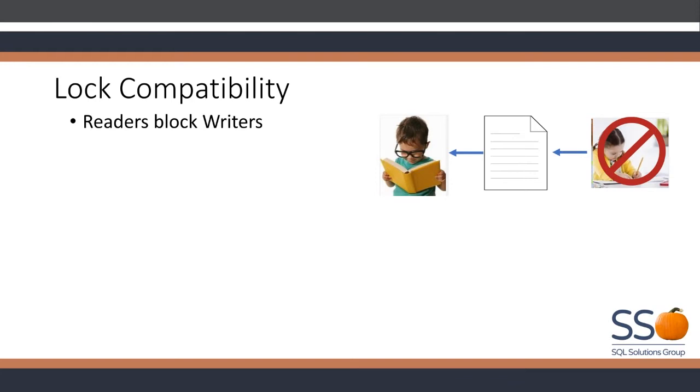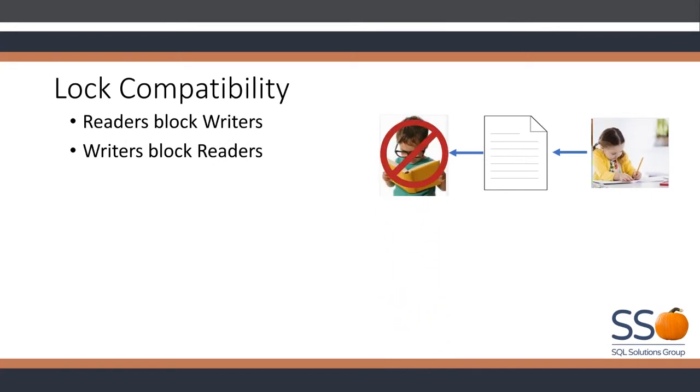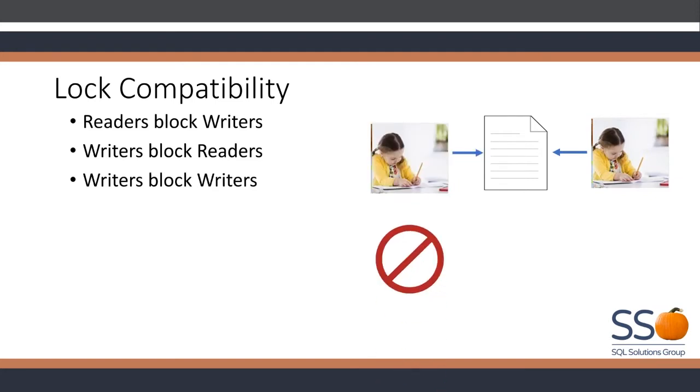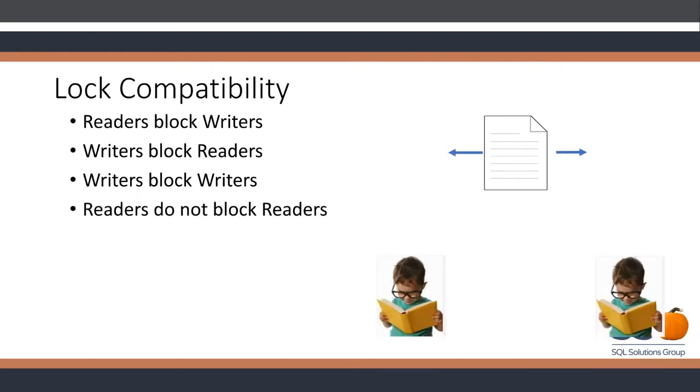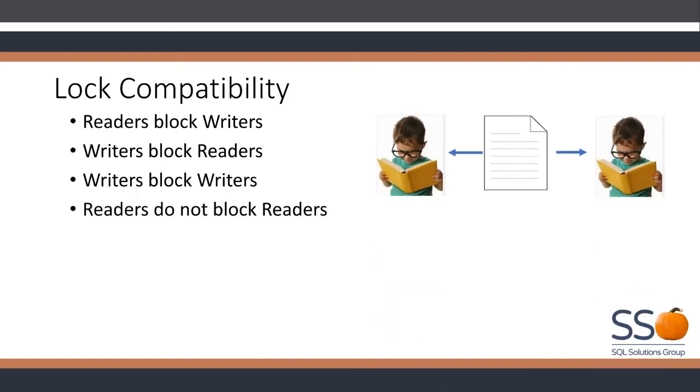Easiest way to think of this, readers block writers. So while I am reading that resource, nobody can write to it because remember, they need an exclusive lock and they can't get an exclusive lock if I have a shared lock. We can also say writers block readers, meaning if she is writing to that page and has an exclusive lock, he will not be able to read that data. And then of course, writers block writers. If one user is writing to the data page, only one user at a time can be doing that. And then of course, from a compatibility standpoint, readers do not block other readers. So again, that's why they're called shared locks and exclusive locks.